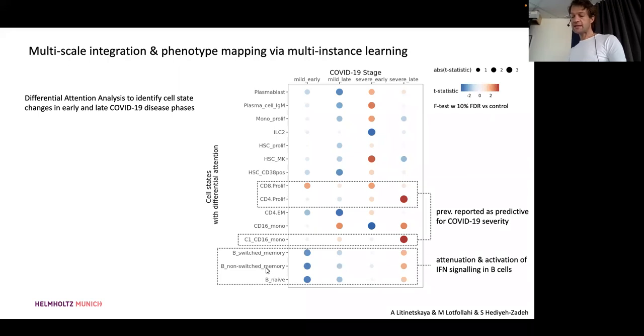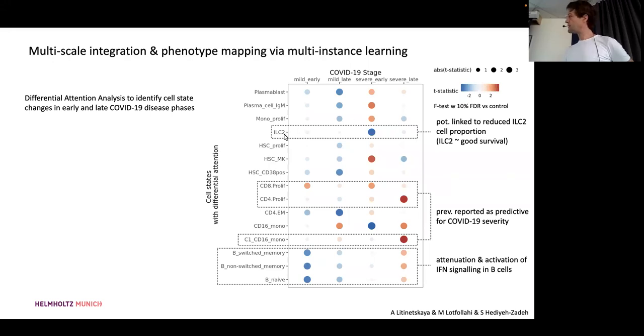We see that in the B cells, there's actually also an increase across severity, which is known because interferon beta is sort of a big thing in B cells, and it should be sort of worse in severe cases. And in the early one, that's quite interesting. This one effect here, that these ILC2 cells are actually depleted here.